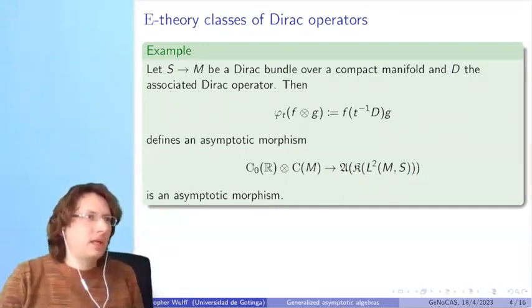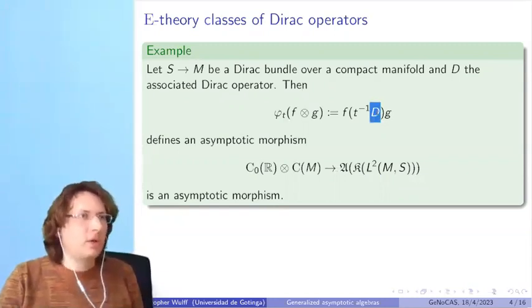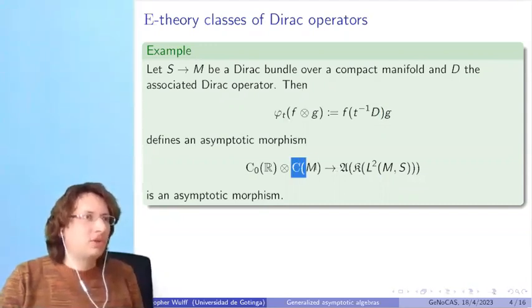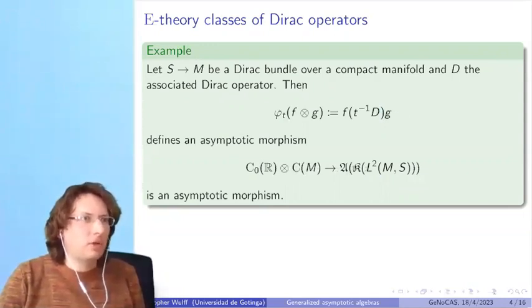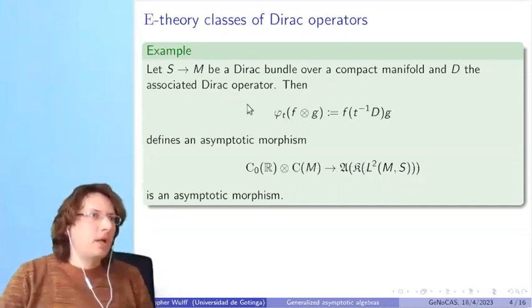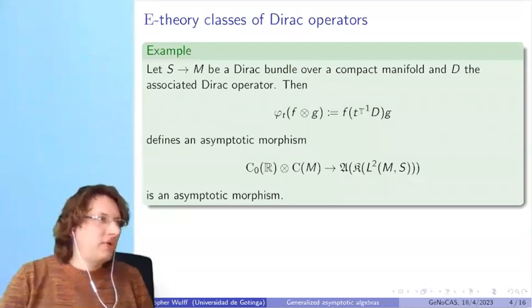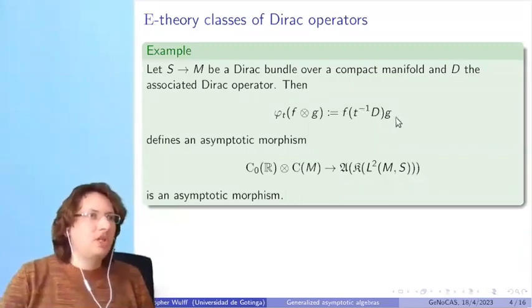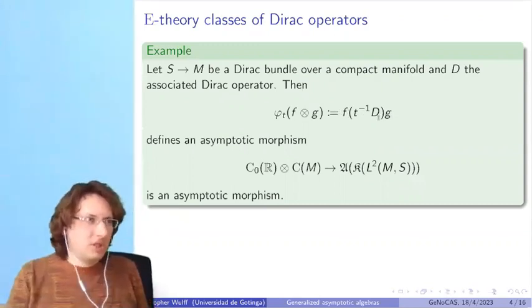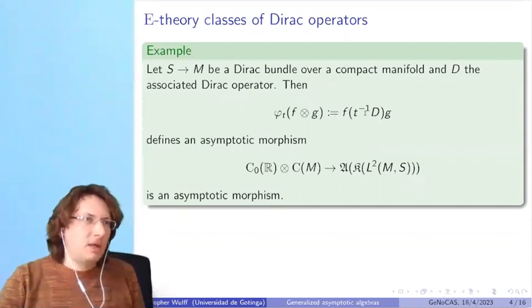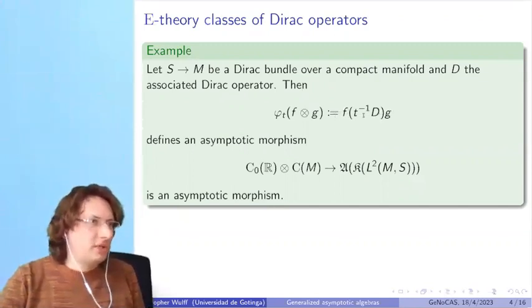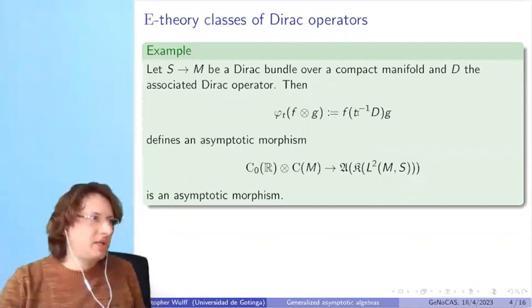First, we take a function f in C0 of R, and we use it to do functional calculus on the Dirac operator D. And then we take a function g, a continuous function on M, and we multiply it with it. And that's a compact operator on the L2 space. But now this definition without the t wouldn't give a star homomorphism, right? Because f of D and g don't commute in general, but this commutativity would be necessary to obtain a star homomorphism. But what's nice is that these two commute in the limit if t goes to infinity. So in the limit t goes to infinity, we have this property, so it's actually an asymptotic morphism.